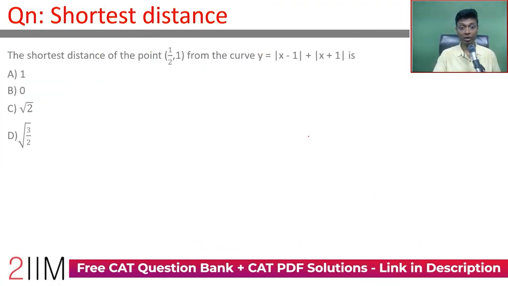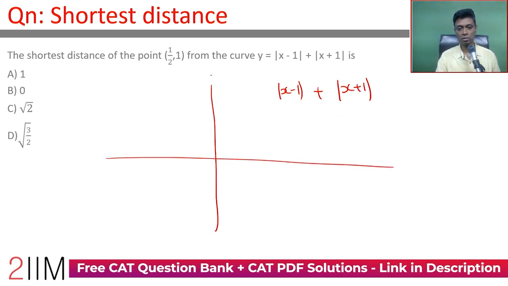The shortest distance of the point (half, 1) from the curve y equal to mod of x minus 1 plus mod of x plus 1 is... think about the point (half, 1). If you put x equal to half, modulus of half minus 1 plus modulus of half plus 1 is 1 by 2 plus 3 by 2. Y should be 2. (Half, 2) is a point on this curve.